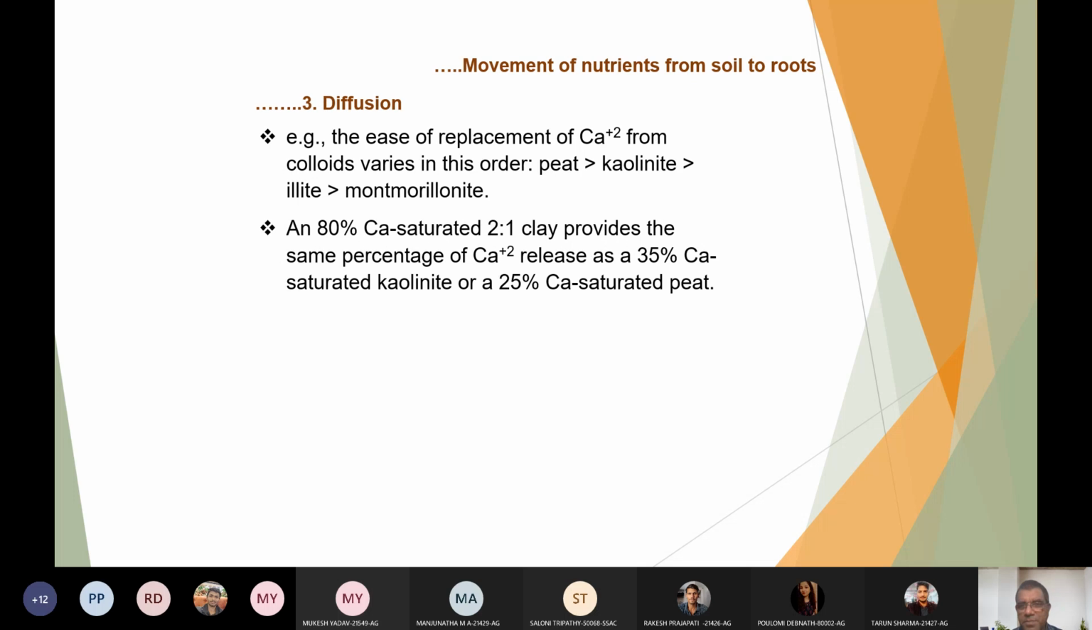The ease of replacement of calcium from colloids varies in this order: peat, then kaolinite, followed by illite and montmorillonite. From montmorillonite, it is difficult to replace the calcium. And an 80% calcium saturated 2:1 type of clay provides the same percentage of calcium release as 35% calcium saturated kaolinite or a 25% calcium saturated peat. So you can see there is ease of removal of calcium with peat or kaolinite.